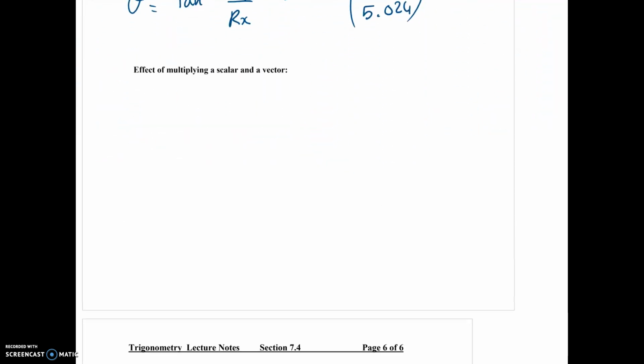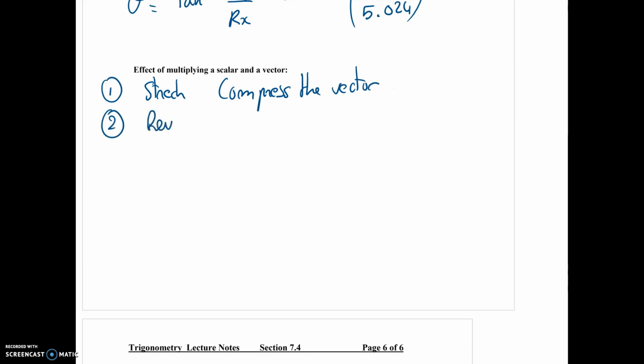Now, the effect of multiplying a scalar and a vector. First of all, we are talking about stretch. That means compress the vector. And then two, reverse the vector.